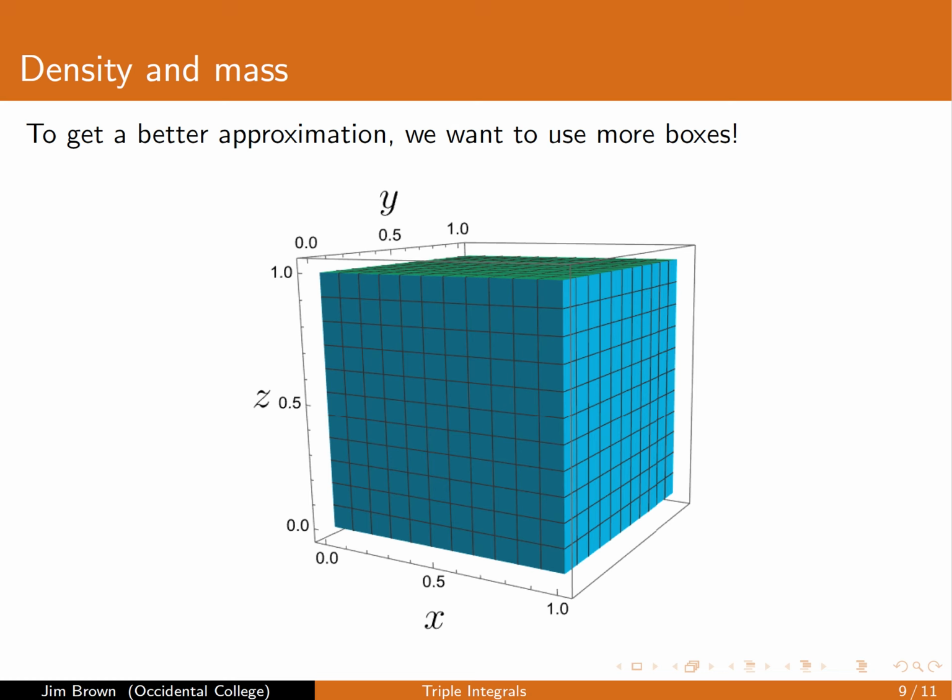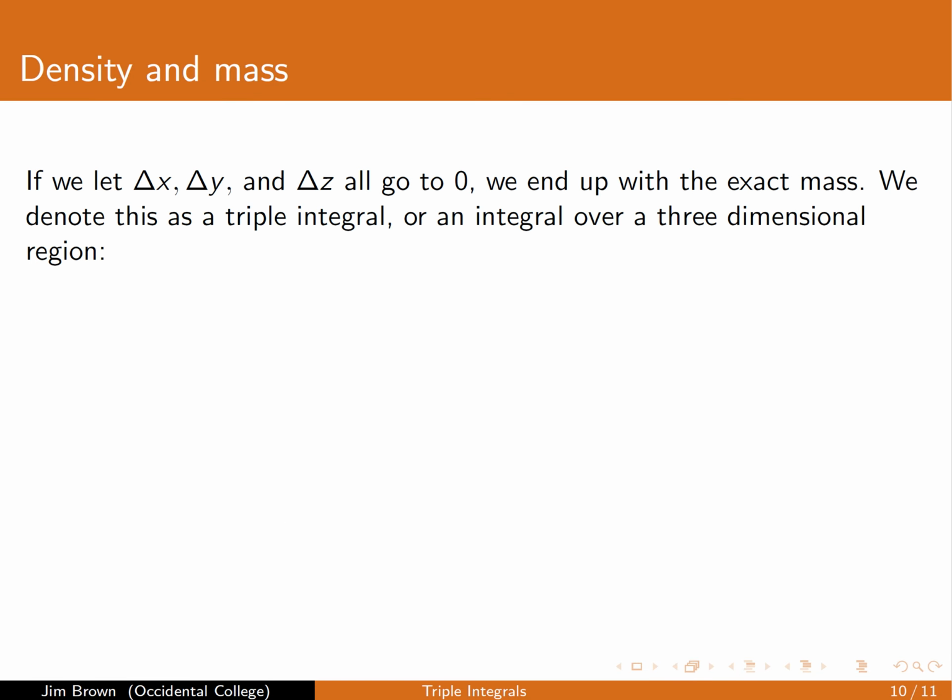than saying it's approximately constant on a big box if it's varying. So here we can see we broke this up into, I think, 10 boxes in each dimension. So we'd have 1,000 small boxes in this case. And the sum would be just the same. And we can just take this to be n now for any n. And so if we let the delta x, delta y, and delta z go to 0, which is the same thing as letting the number of small boxes go to infinity, we end up with the exact mass, because as they get smaller and smaller, we get a better and better approximation.